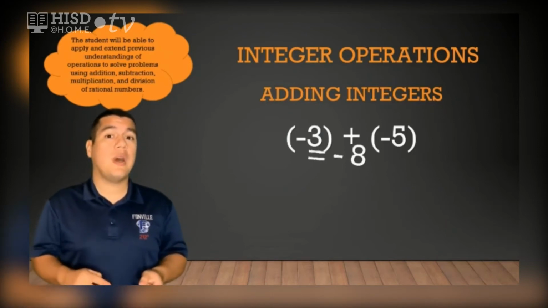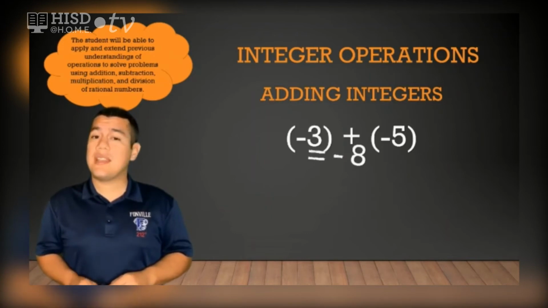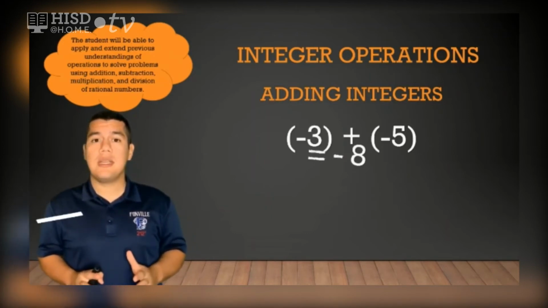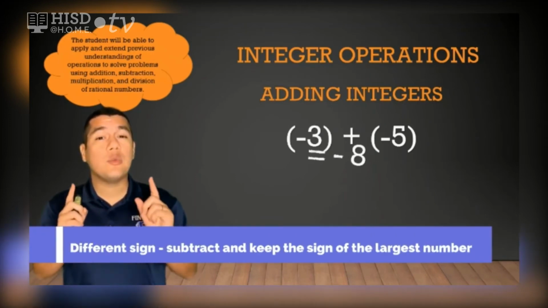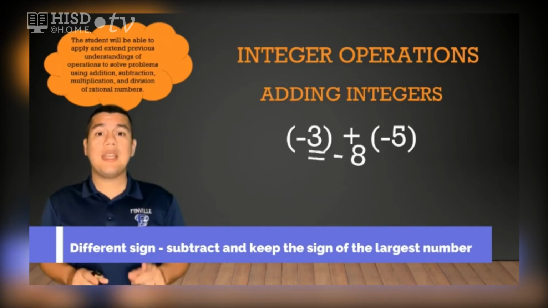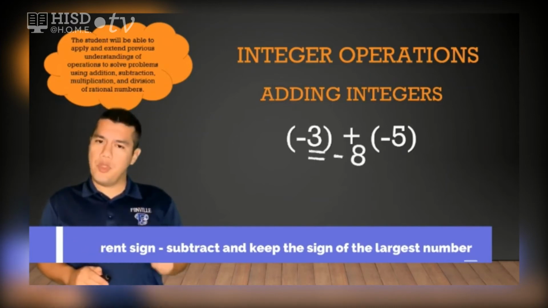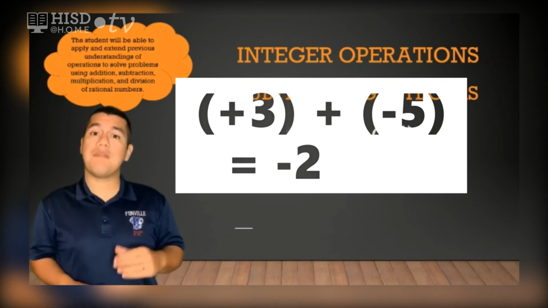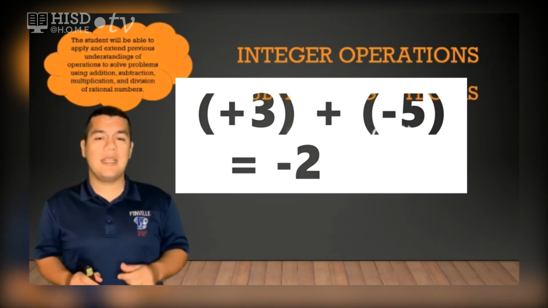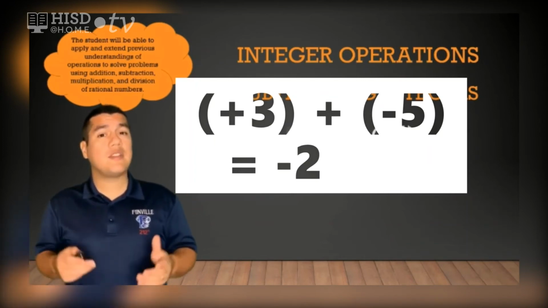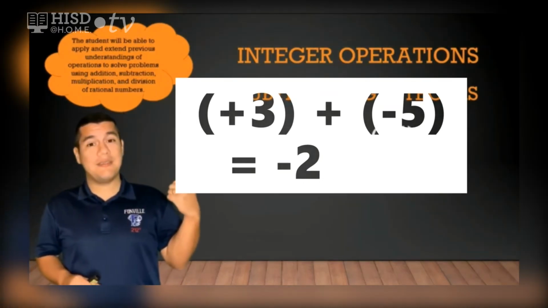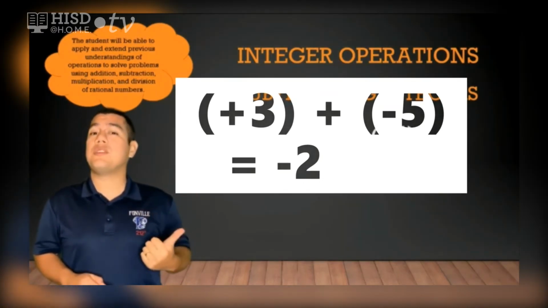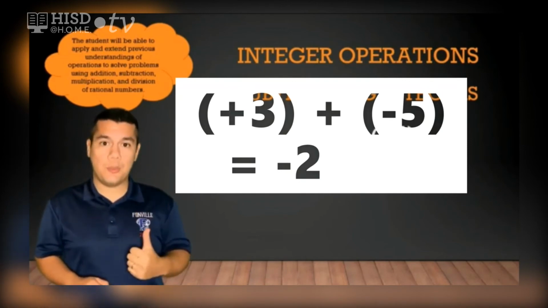Now that brings us to our second rule, which is that if I'm adding 2 numbers that have different signs, that means that I'm going to subtract them, and I'm going to keep the sign of the largest number. See this example. I have +3 plus -5. So if I subtract them, that's going to give me a total of 2, and the highest number is actually that 5. So that means that my result is going to be -2.